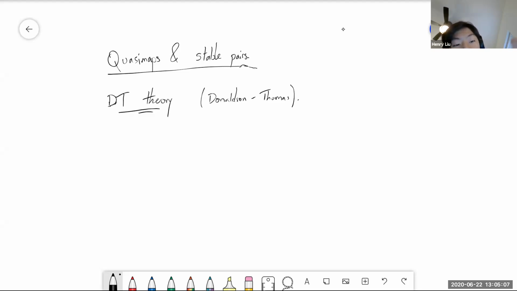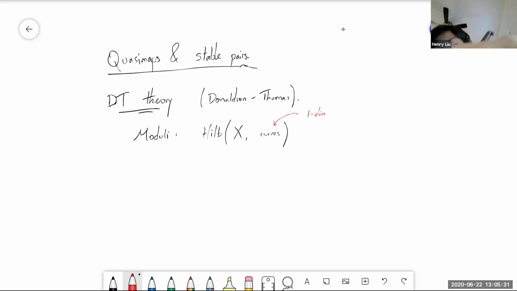And so if we're going to count curves, we need some kind of moduli space of curves. And this moduli space here will just be some kind of Hilbert scheme on your threefold of curves. And here when I write curves, I just mean objects which are one-dimensional, one-dimensional ideal sheaves in some sense.